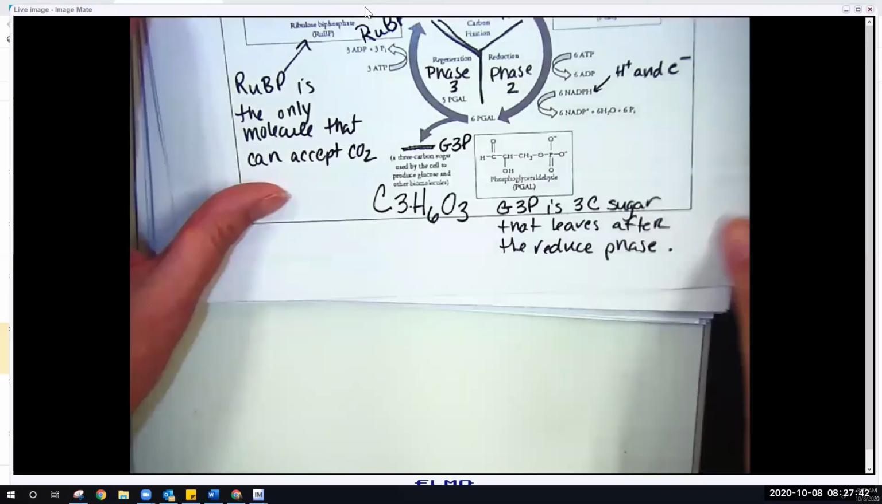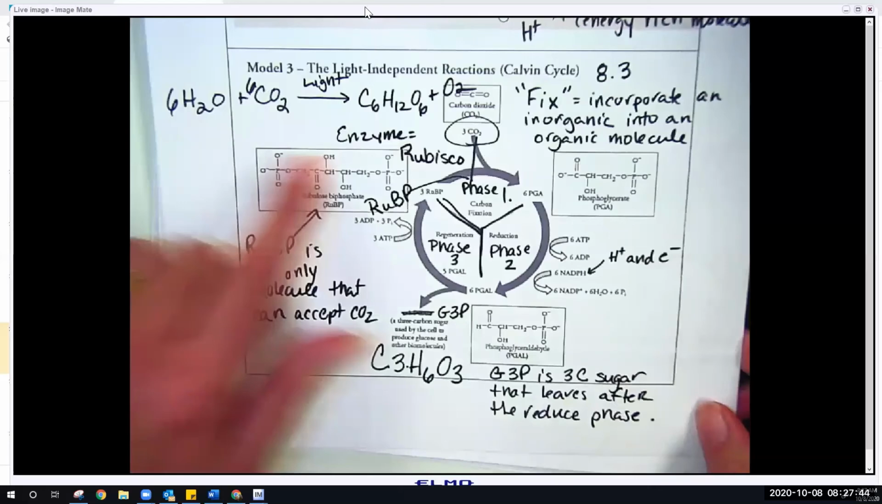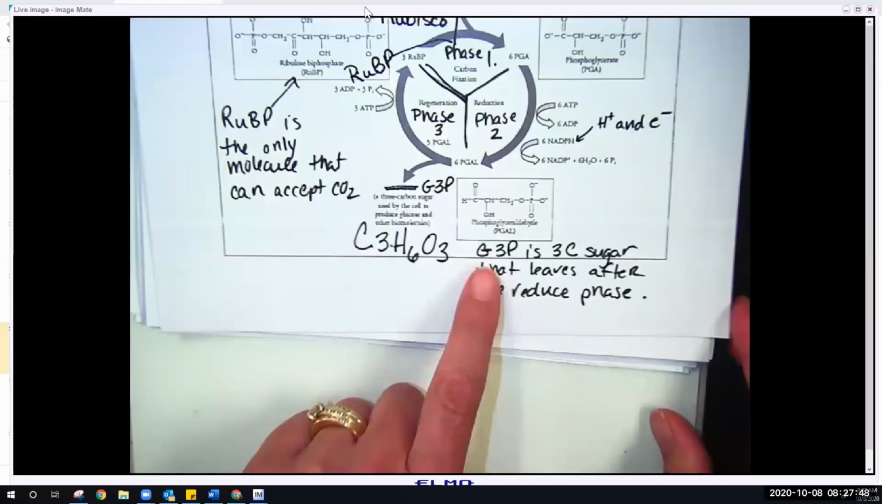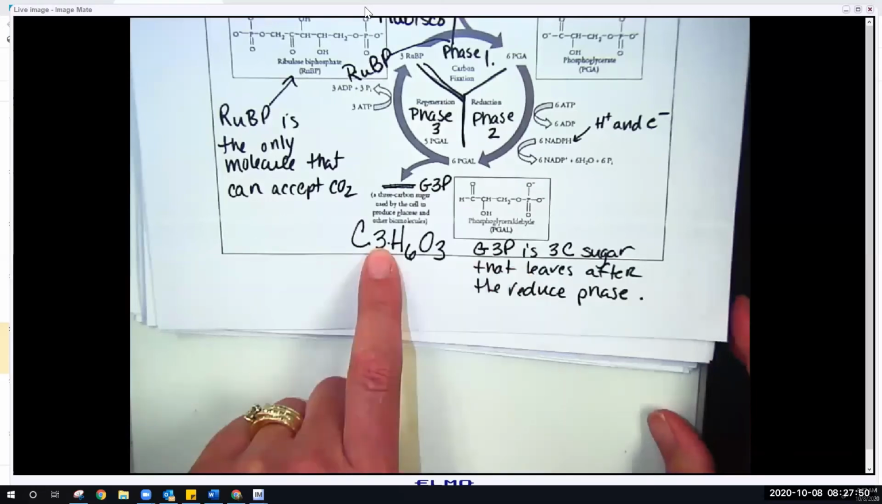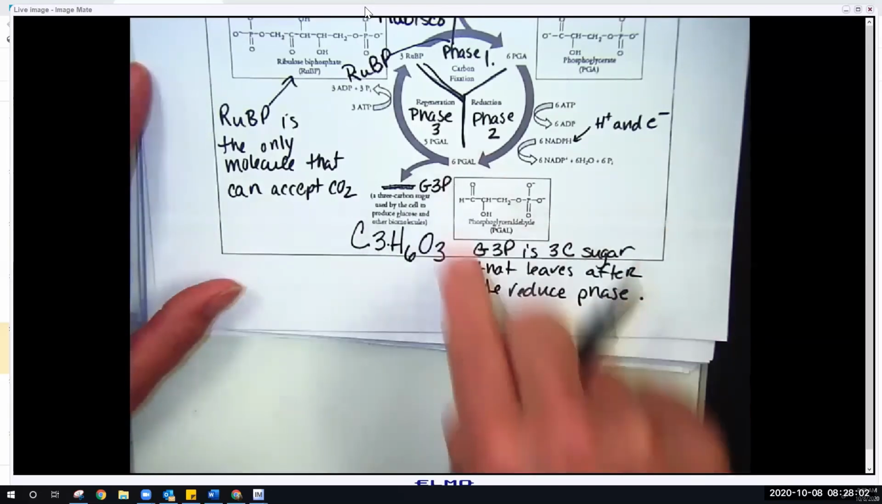Glucose has 6 carbons. G3P has 3 carbons. We put those 2 molecules together later on, and that is what makes glucose. But glucose is not made through the Calvin cycle. This 3-carbon sugar is made, and it's incorporated into other organic molecules like glucose. That's the end of phase 2.